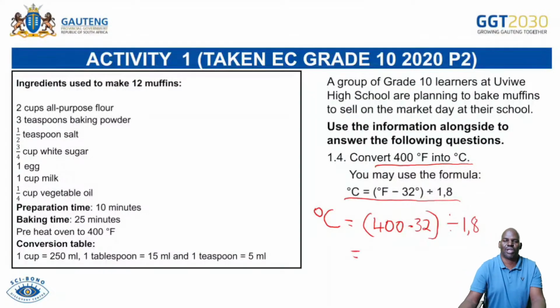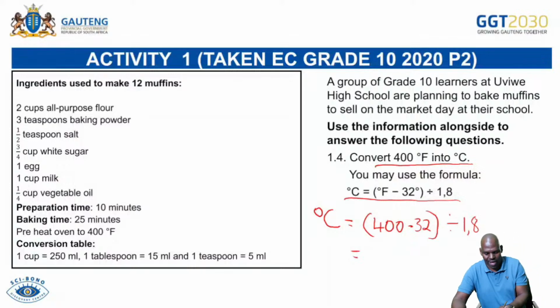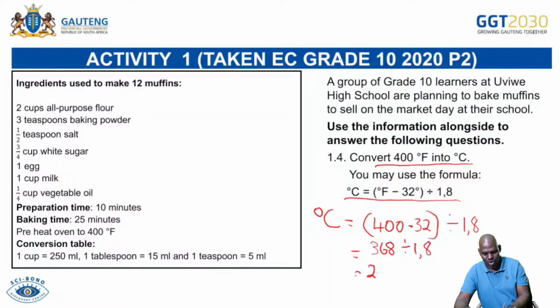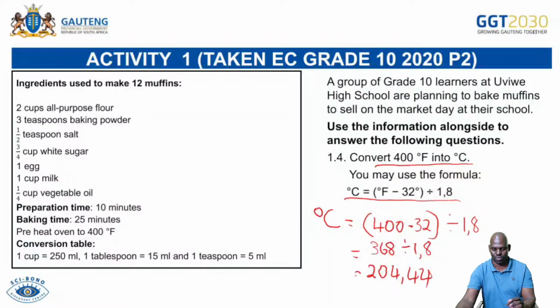Okay, it's always safer. Remember, with regard to BODMAS, you simplify what is inside the brackets. If you say 400 minus 32, I'm getting 368, then we still have to divide by 1,8. Then if I say 368 divided by 1,8, the answer is 204,4444, and so on. So it's degrees Celsius. The degrees Celsius is 204,44. Sorry, or you can just say 204,4.